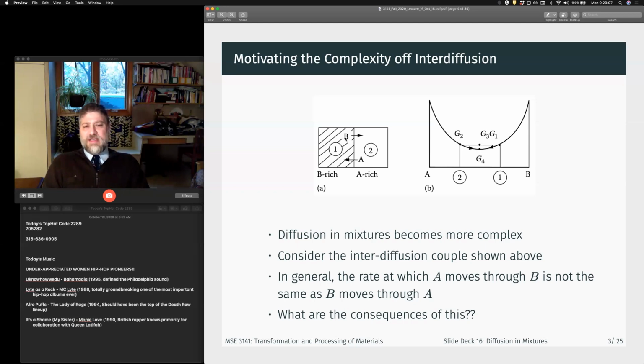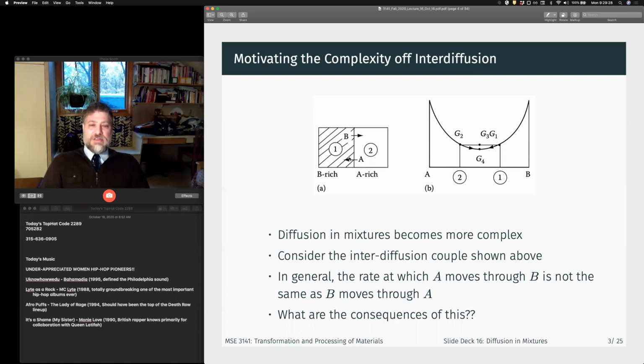It also means that my diffusivities are not constant. They're going to be composition dependent, right? Depending on the local neighborhood. A moves at a different rate through A than it moves through B. So I have to take that into account.